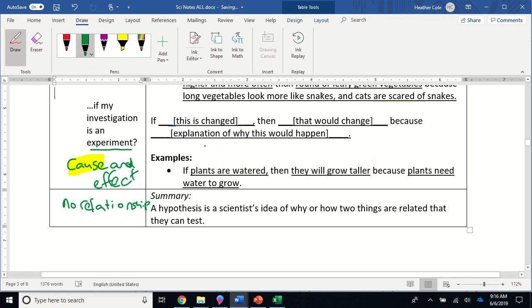So in this case, we have if something changed, then what would happen? Because why? So if plants are watered, they will grow taller because plants need water to grow. That is one possible hypothesis. So in summary, a hypothesis is a scientist's idea of why or how two things are related that they can test.